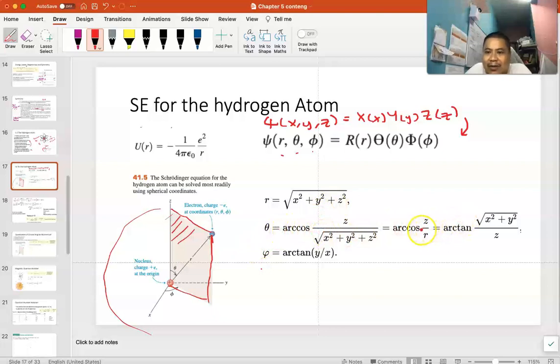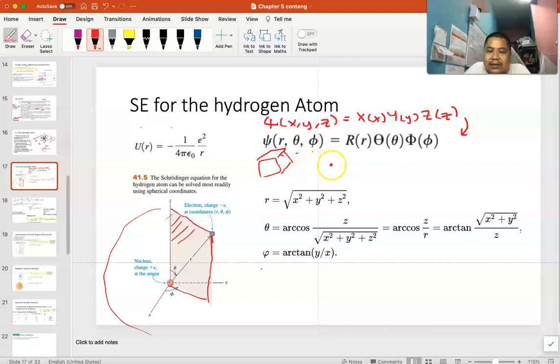I do not know whether you have learned it somewhere in mathematics, but you can also derive this, but this is not the focus of this lecture. You can get theta equal to this, and psi equal to this. So this is the transformation from coordinates x, y, z to the spherical coordinates. And then the potential energy, instead of a box, as before, we have a box.